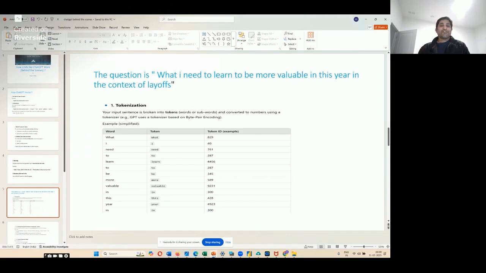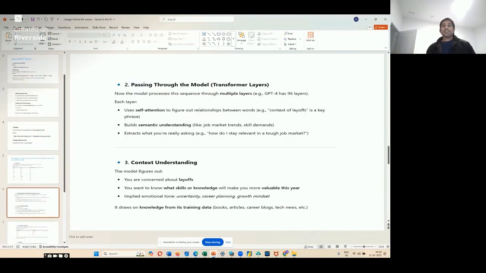If you look at the first column, you can observe the words. Immediately they are converted into tokens. Once the tokens are converted, they are converted into token IDs, so a number is generated. Your sentence, what you want to ask, is converted into tokens, and an ID, which is nothing but a number, is generated for each. Once these numbers are generated, they are passed through the model to the transformer layers.